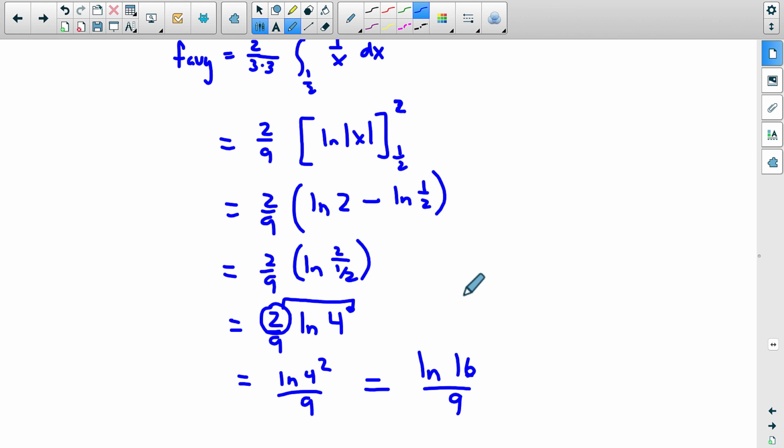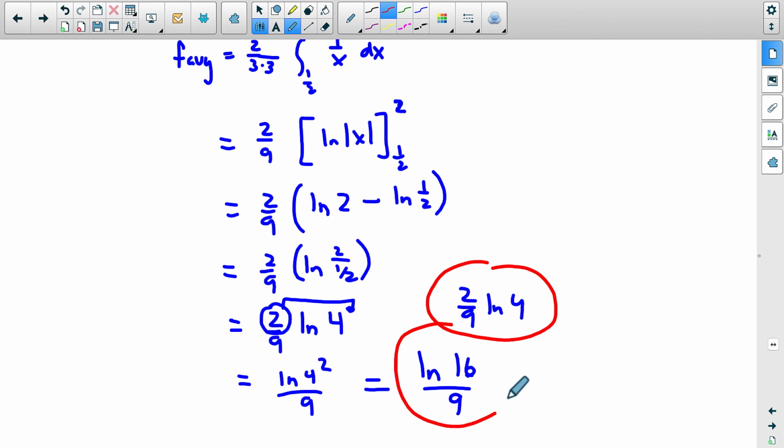You could either have this one, 2 over 9, natural logarithm of 4, or you could have natural logarithm of 16 over 9. I'm not sure at university, for example, if there's one that they would prefer, and if there is one, why it would be one or the other. So I would take both of those.